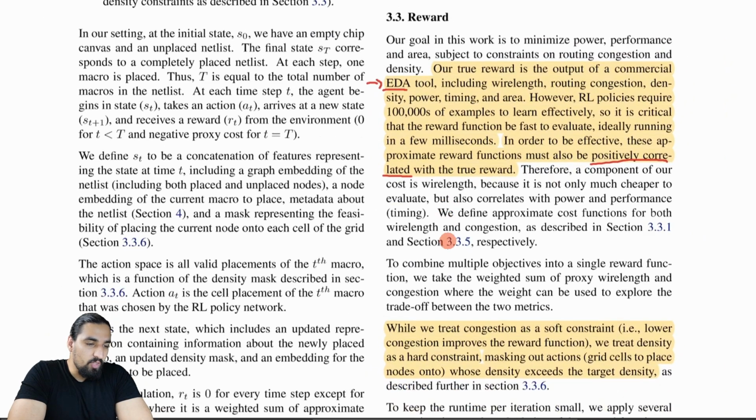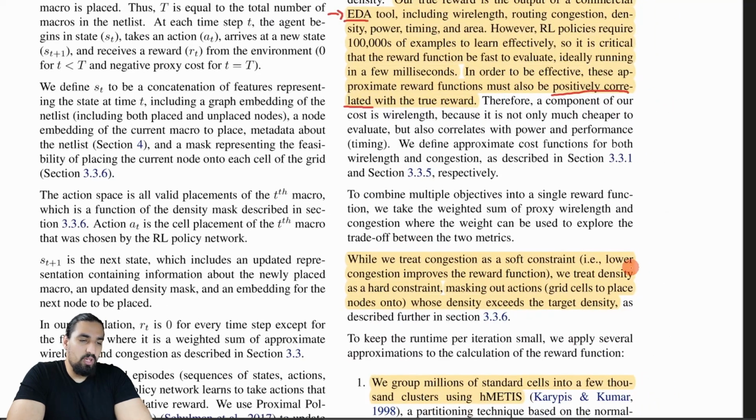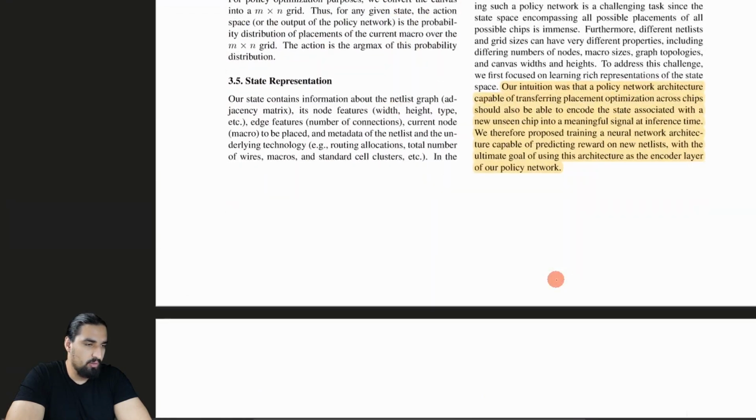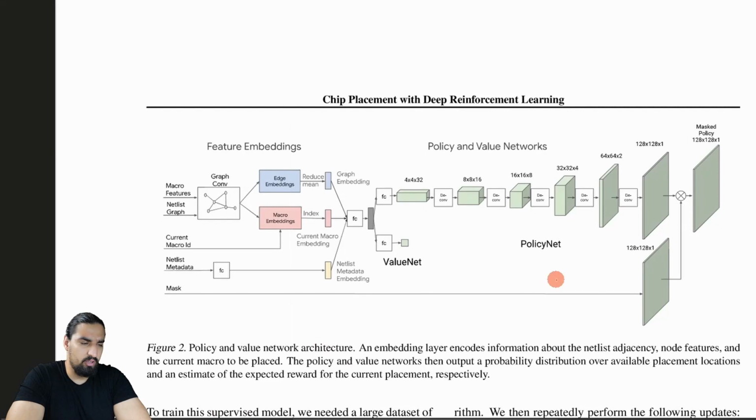Okay. So while we treat congestion as a soft constraint, so lower congestion improves the reward function, we treat density as a hard constraint, masking out actions, grid cells to place nodes onto, whose density exceeds the target density. So in order to understand this part, we should go and see how the policy network looks like. Let me scroll down here. I'll skip some stuff and then I'll later return.